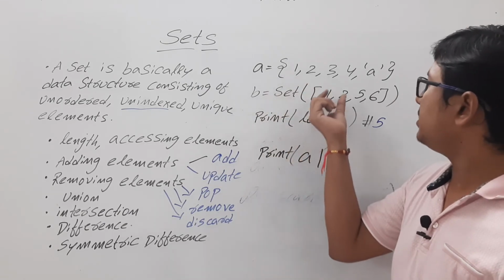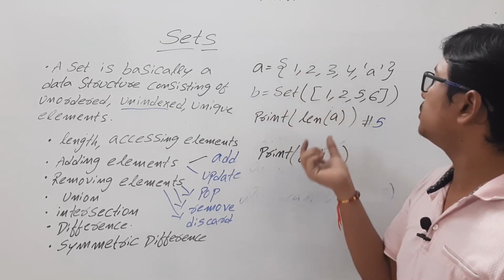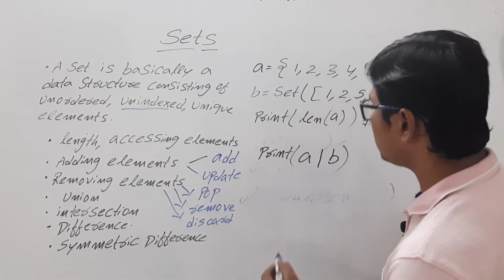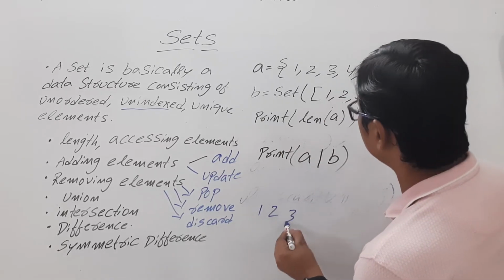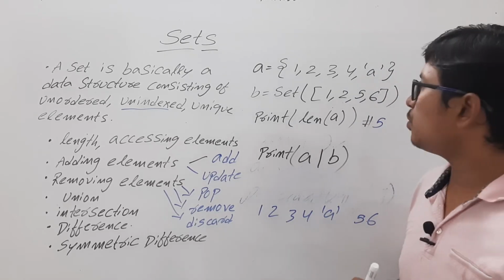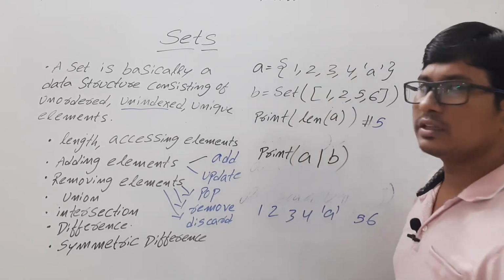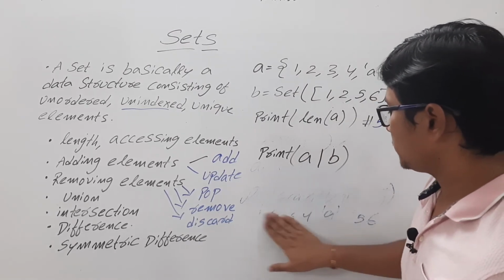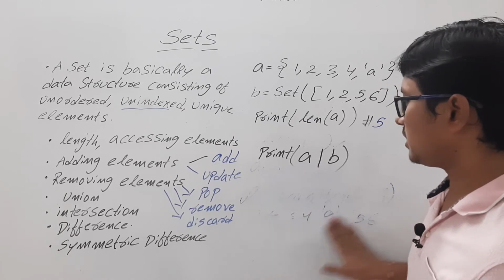If there are common elements, suppose let's take 1 and 2 are the common elements, they will be displayed only once. So you will get the output as 1, 2, 3, 4, A, then 5, 6. Because 1, 2 is already there in the set A, so they will not be repeated. Is it clear? So this is about the set union.